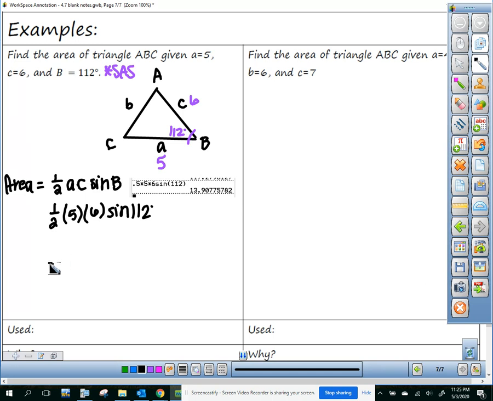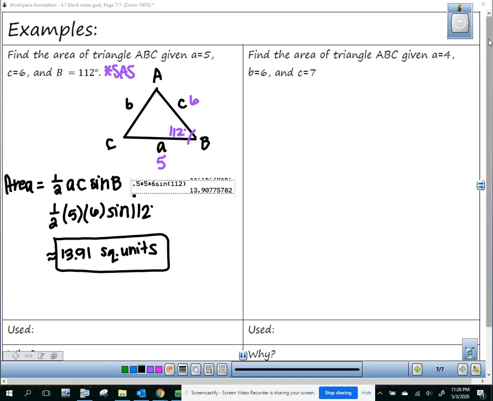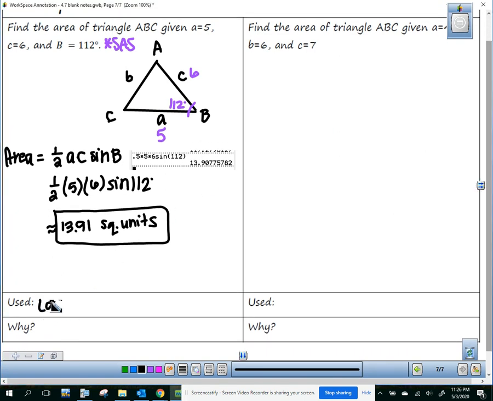So the area of this triangle is approximately 13.91. And again, we're not given the units, but remember when you're finding area, whatever the units were, they would be square units. So just keep that in mind. And again, we used law of sines area formula because we were given side, angle, side.